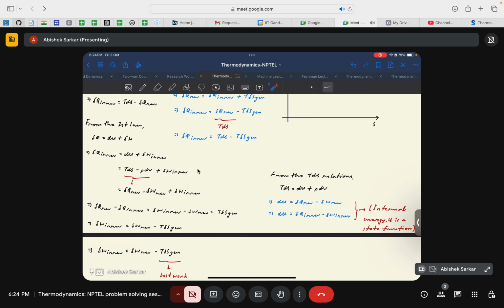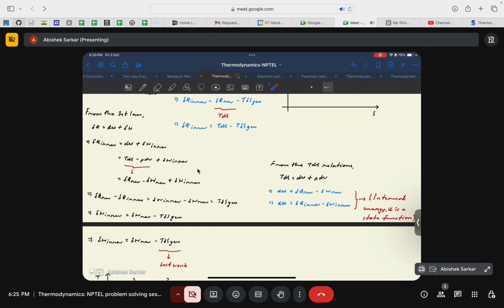Now we know that TdS is equal to dU plus PdV from the thermodynamic property relations, or dU is equal to TdS minus PdV. So we can write dU as TdS minus PdV plus δW irreversible. Now TdS minus PdV would be equal to δQ reversible minus δW reversible. Why? Because of this relation. So we can write δQ reversible is equal to δQ reversible minus δW reversible plus δW irreversible.